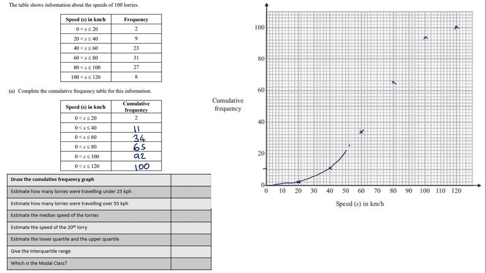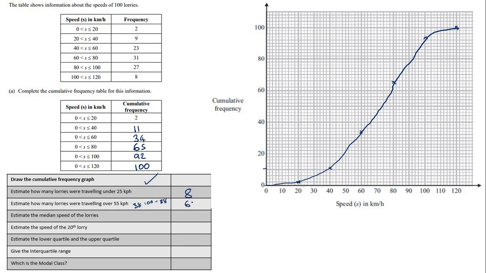I draw in my cumulative frequency. Obviously yours should look a lot better than that one, that's not great at all. But that's done. Estimate how many lorries were travelling under 25 kilometers per hour. So go up from 25, go across. You should really use a ruler for it, but just for the sake of speed, I'm just going to do it pretty quickly. You should put those ruler marks on there though. 55 across. I'm going to go with saying that's about 38. 38 were travelling under, so you need to do 100 take away 38, because 38 were travelling under, and so that would be 62.